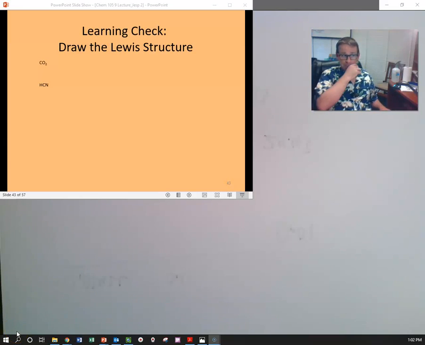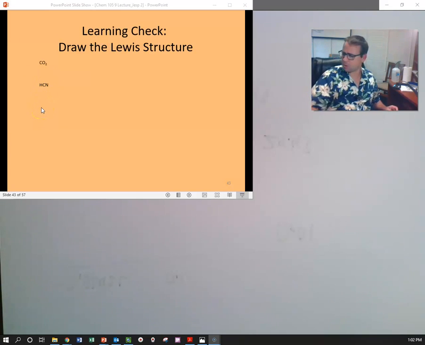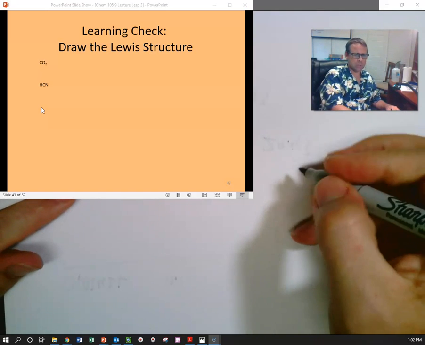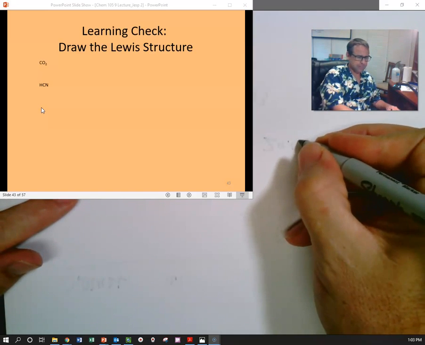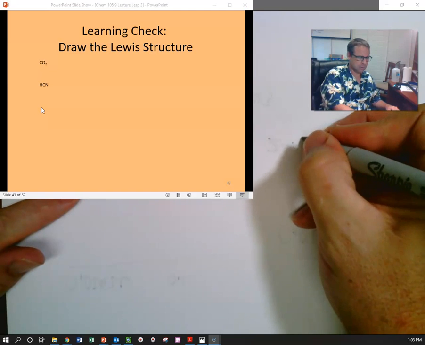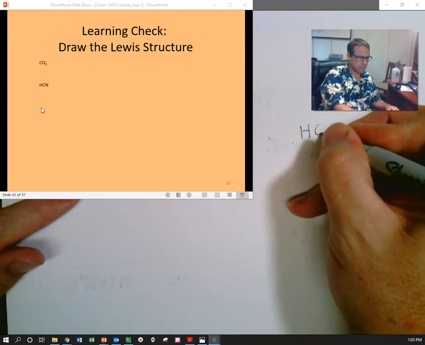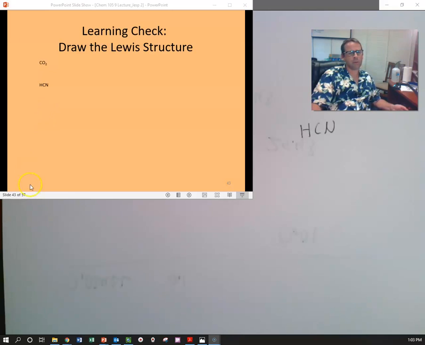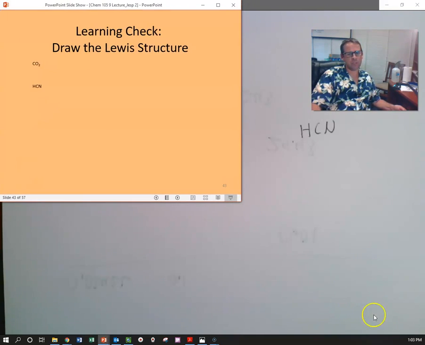We ended up drawing this compound. Emma Lee, can you remember, did we finish finding the formal charges on this compound when we were done with it? HCN? Do you remember, Emma Lee? Did we finish finding the formal charges on that?